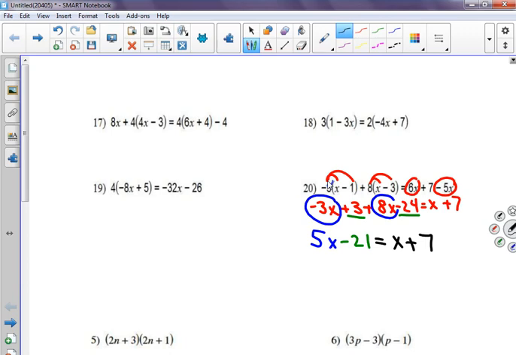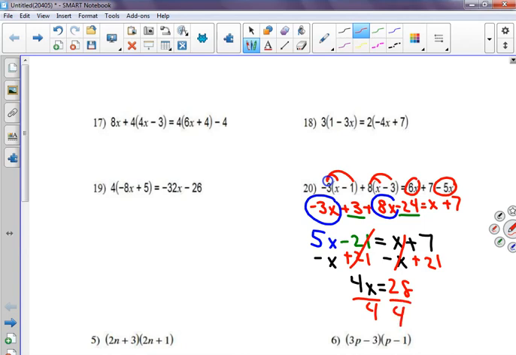Now, move terms around, subtract an x from both sides. I get 4x equals, and I will add 21 to both sides. 28 divided by 4, x equals 7. Piece of cake. POC. Okay, moving on.